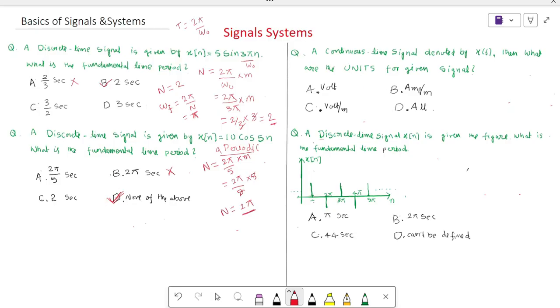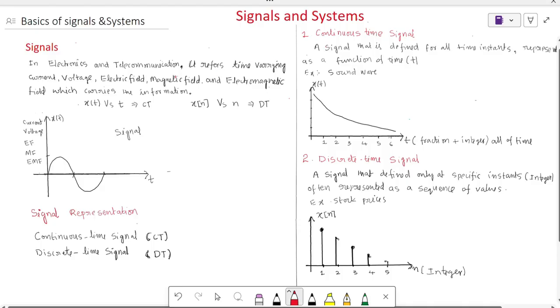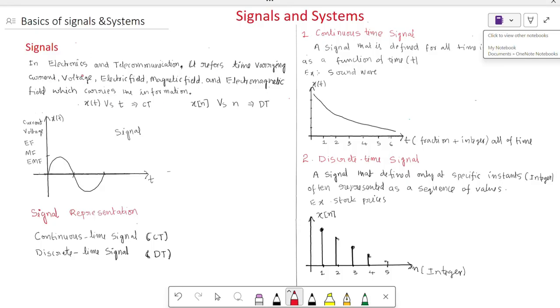Next question. A continuous time signal denoted by x of t, then what are the units for the given signal? It is asking for signal units. Already in the second class we have learned that the signal may be a magnitude. The signal may be current or voltage or electric field or magnetic field or electromagnetic field. These are physical quantities that continuously vary with respect to time.